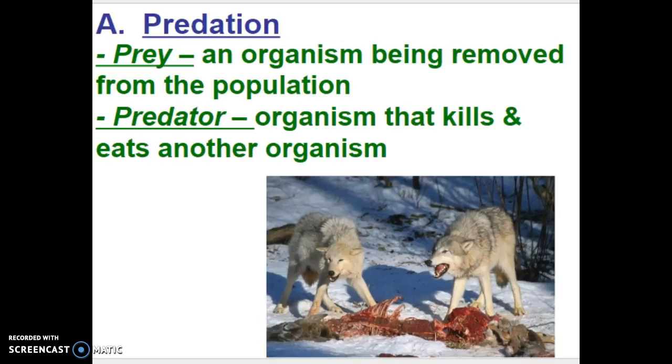Discussing the common types of community relationships in the ecosystem, a very common scenario in most of nature is predation. So, predator-prey relationships. These are definitely a win-lose situation. The winner being the predator, who is the organism that kills and eats the other organism, and of course the loser being the prey organism, which is the organism that's being removed from the population. In other words, it got eaten.